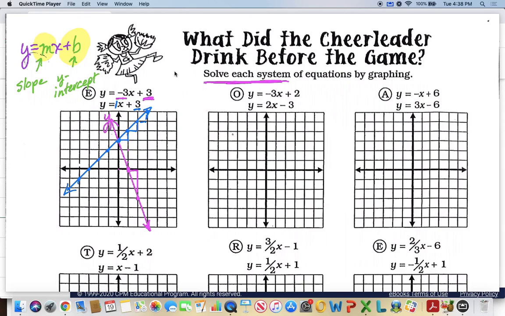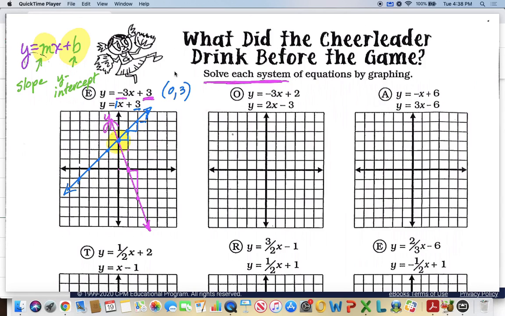All right, and we see where our intersection is. So the intersection is right there at that point. And if we look at that point as a coordinate, then we know that the x coordinate is 0 and the y coordinate is 3. So there's our point of intersection and our solution to these first two equations.